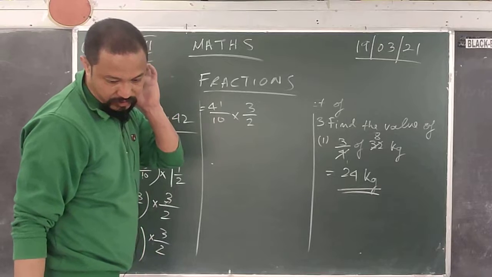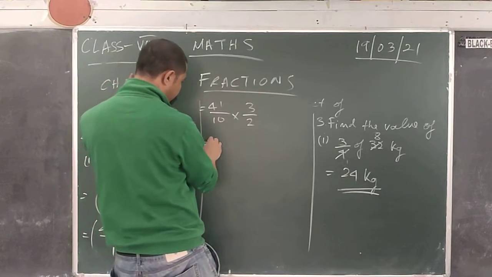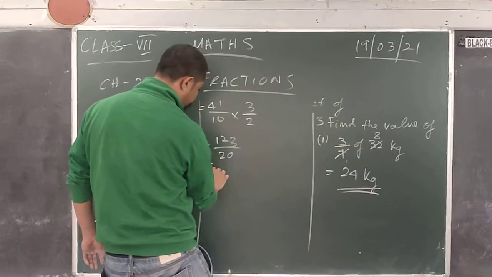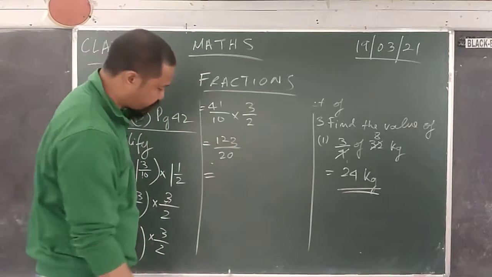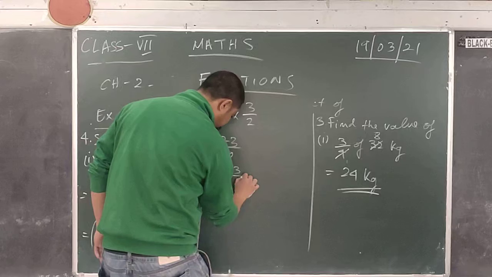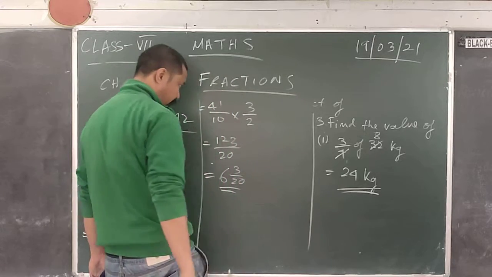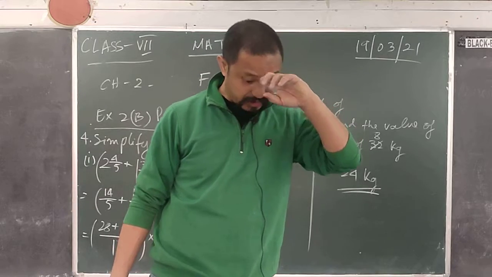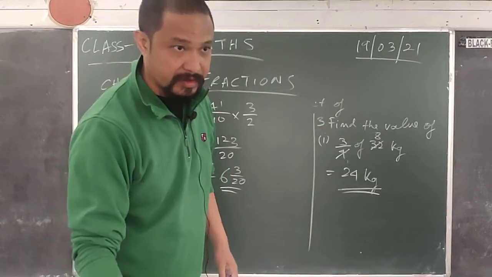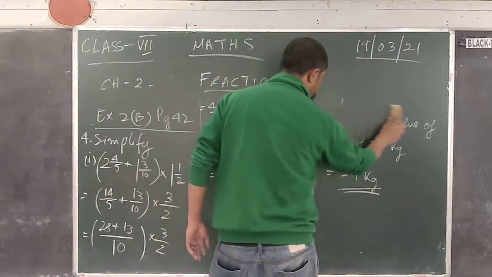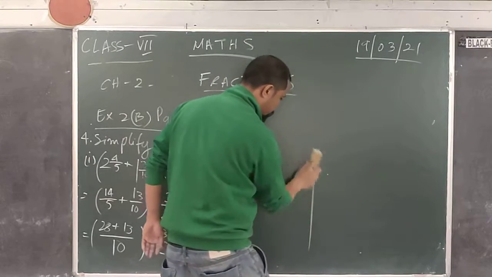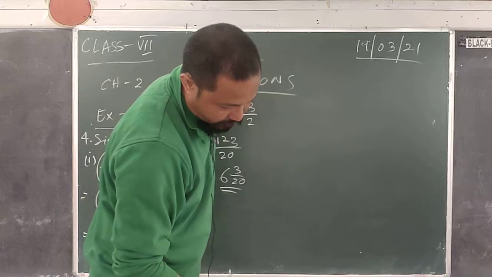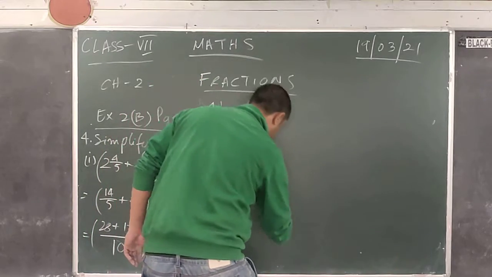Okay, so I don't think you can reduce anything here. So 41 3 1s are 3, 3 4s are 12. So when you convert this into a mixed fraction, this comes to 6 whole 3 by 20. If you don't know how to do that, again I'm repeating it, please let me know. Question number 4 is homework. Okay, now we will move on to question number 6.